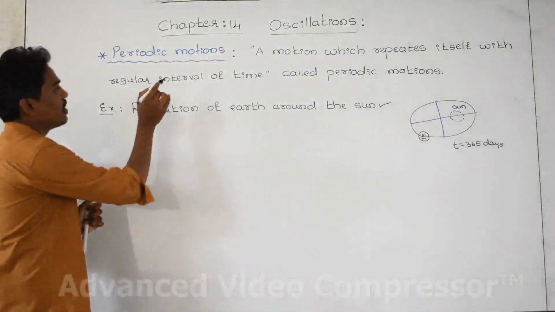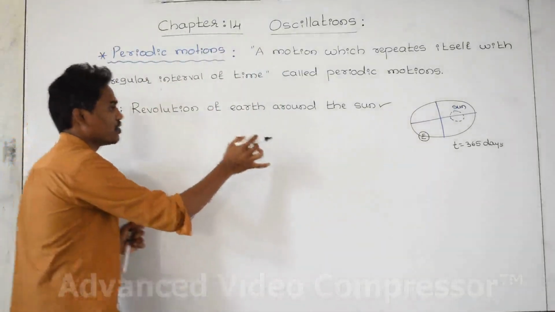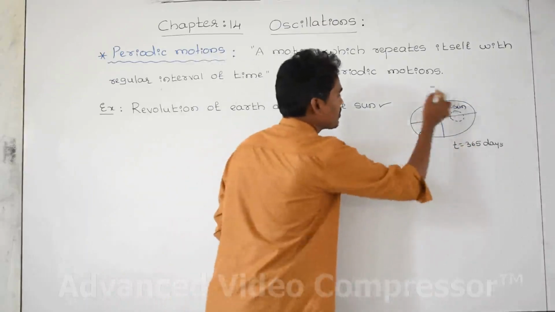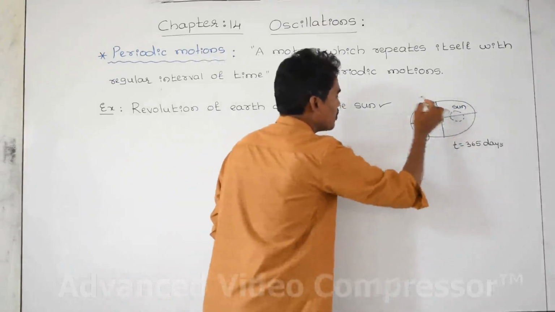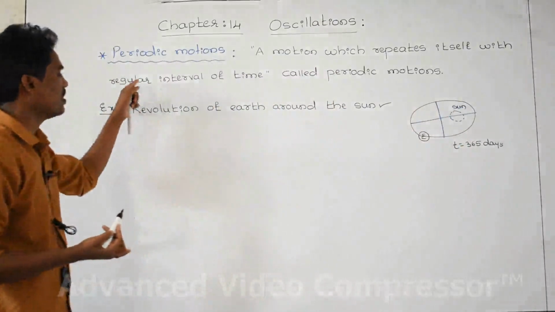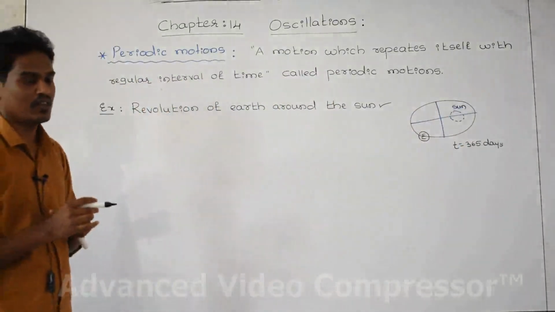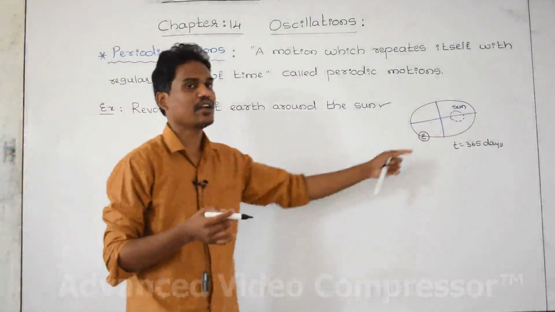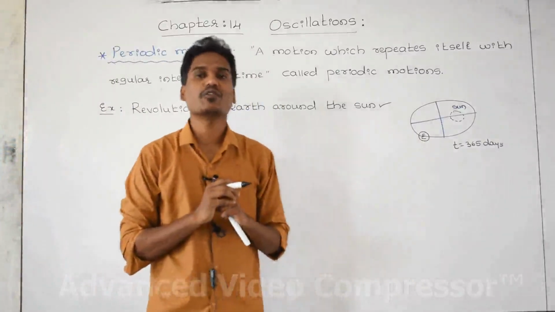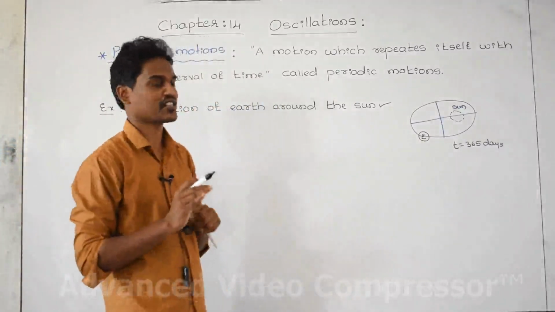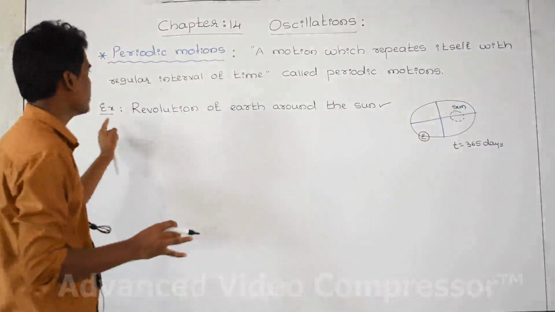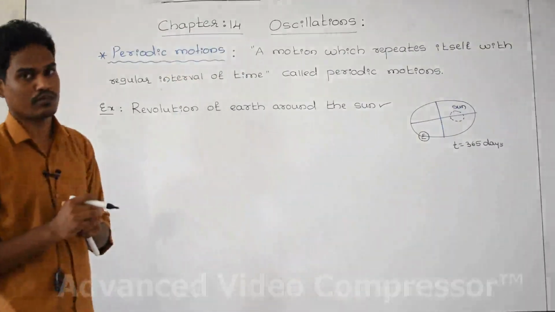That's why it is a motion which repeats itself, a motion which repeats continuously with the condition of a regular interval of time. Regular interval means the time taken by the body for each and every cycle is exactly the same. That's why this is an example of periodic motion.